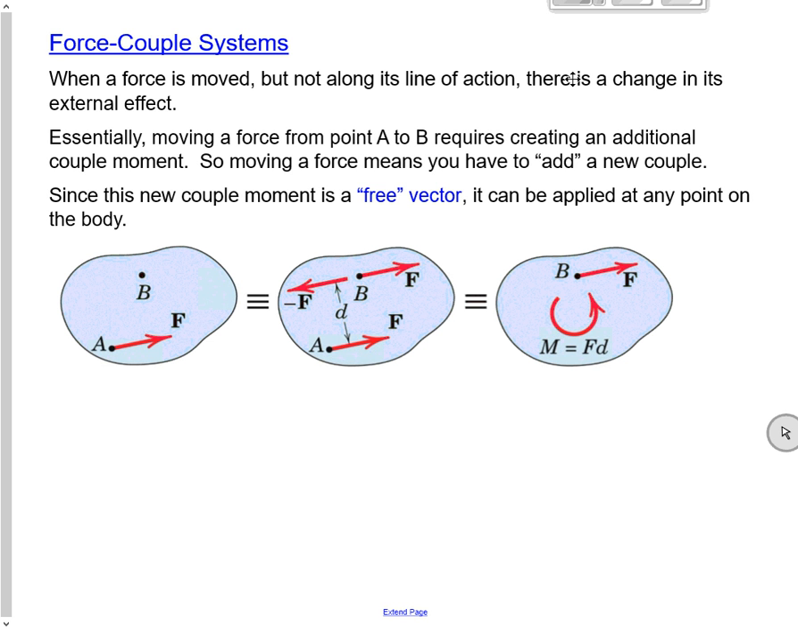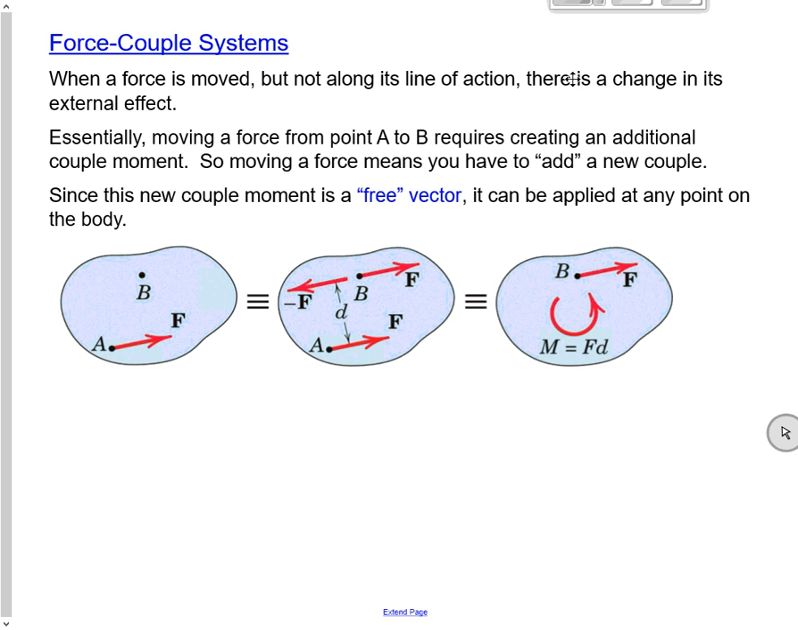But so how can I move it over there? I'm allowed to move a force along its line of action, but I can't just move it sideways somewhere. So this is equivalent to taking this force, moving it over to B, but in order to do that, I have to also subtract the force at B. So I'm adding 0.